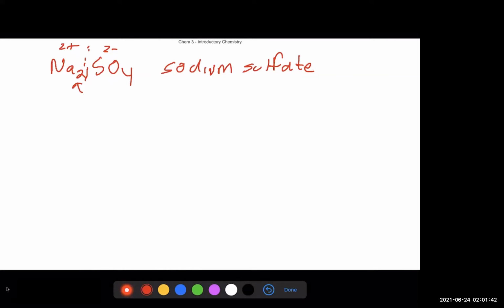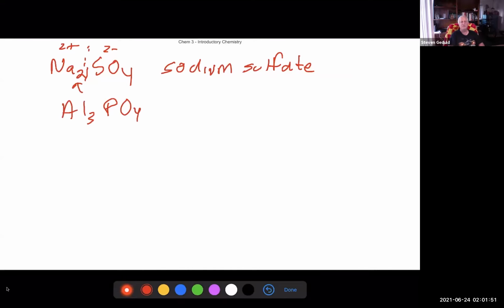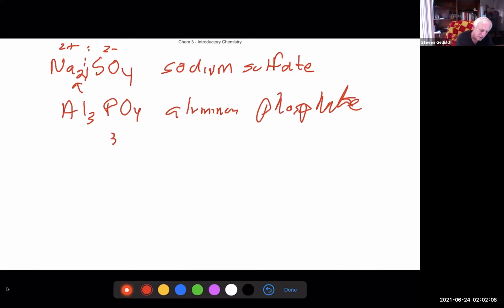Let's name this one. It's not Alpo. Aluminum phosphate? That's it. You got it. Perfect. Aluminum. Phosphate. Phosphate has a -3 charge. Aluminum has a +3 charge, so it takes 3 of them to match with the phosphate. So you should be able to go either way now. Okay.